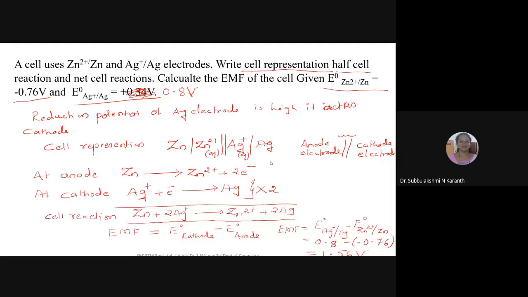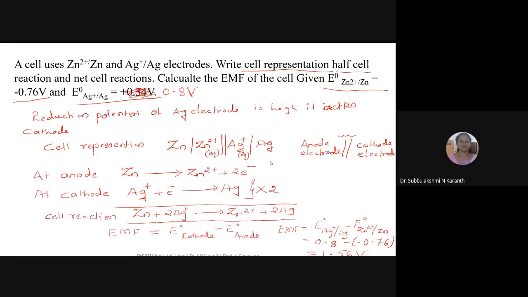Next step, you have to calculate the cell potential. EMF of the cell is equal to E naught cathode minus E naught anode. Here the cathode is the silver electrode and the anode is the zinc electrode. The silver electrode potential is 0.8 volt and the zinc electrode potential is minus 0.76 volt. So the net EMF developed by the cell is 1.56 volt. Is it clear? Any doubt?